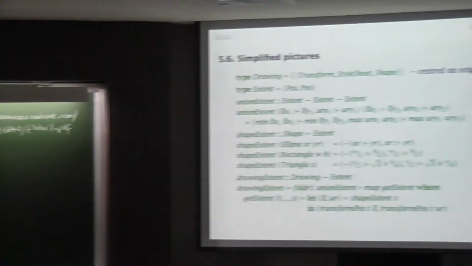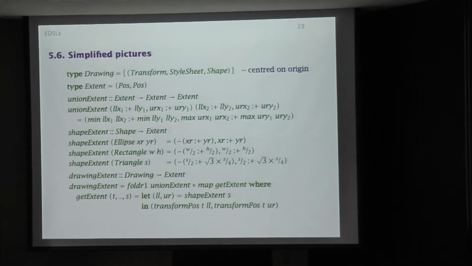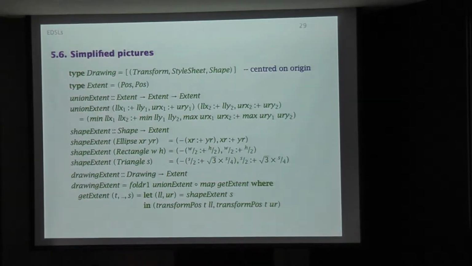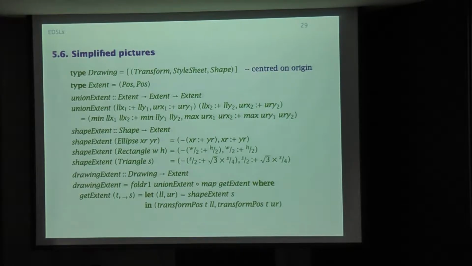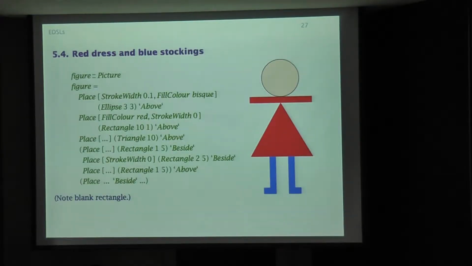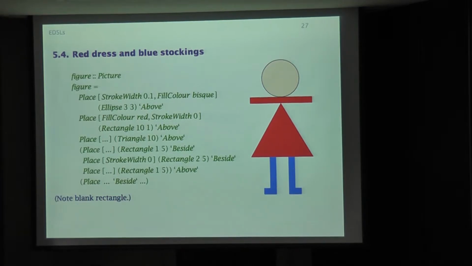Now, here's a big wodge of code. So remember my pictures themselves were recursively structured things. This picture is itself made out of pictures above pictures and pictures beside pictures and so on. So it's a tree-shaped thing. It's a recursively structured thing.